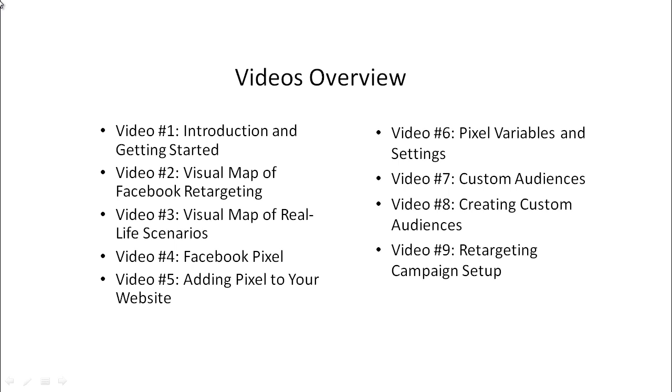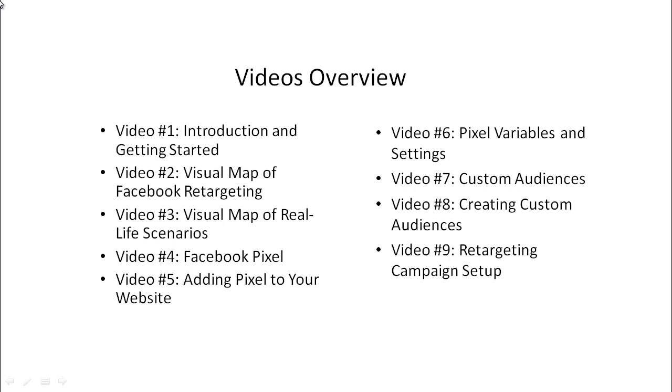Video number 3, we'll talk about the visual mind map of real life scenarios. By giving you some real life examples, what this does is it enables your mind to start moving, start jogging with ideas so that you can pick and choose which one you want to go with, and that you begin to understand the whole process of Facebook retargeting. Number 4, we'll talk about the Facebook Pixel, what it is, why it's important, and how you can use it.